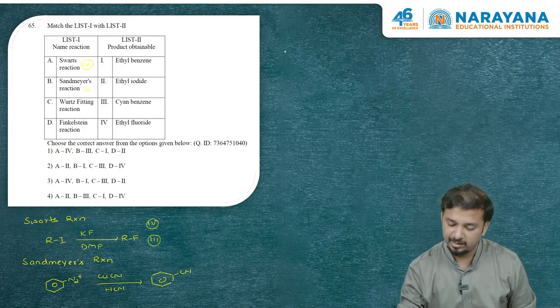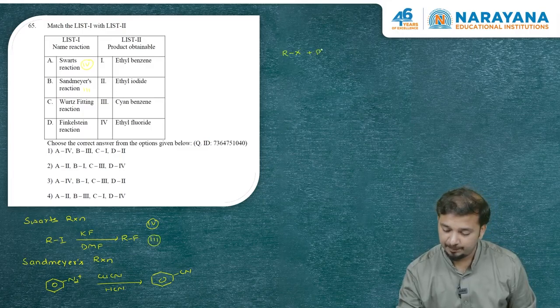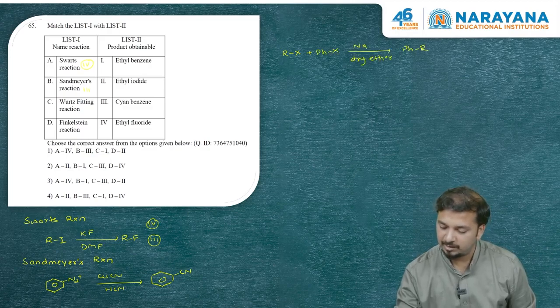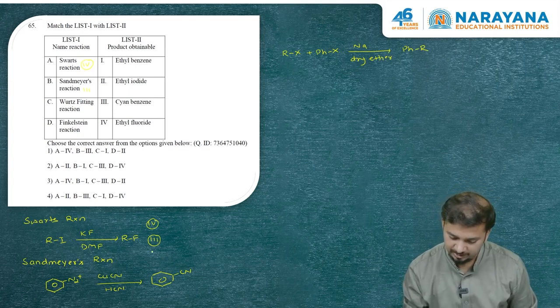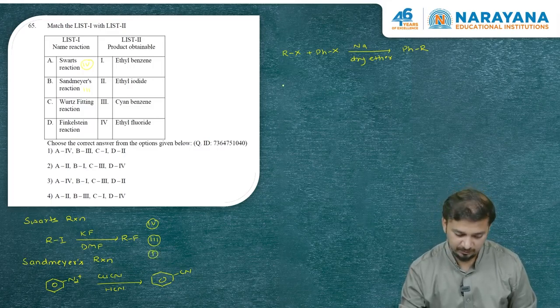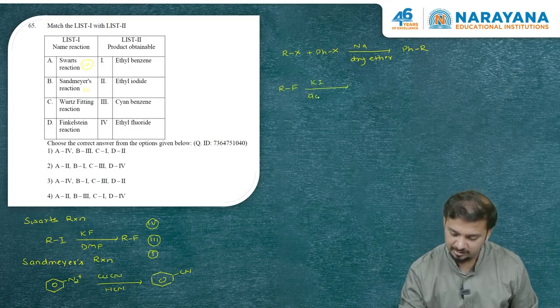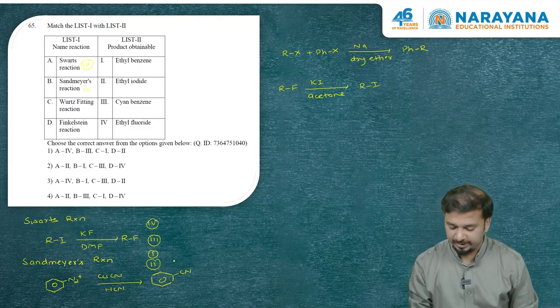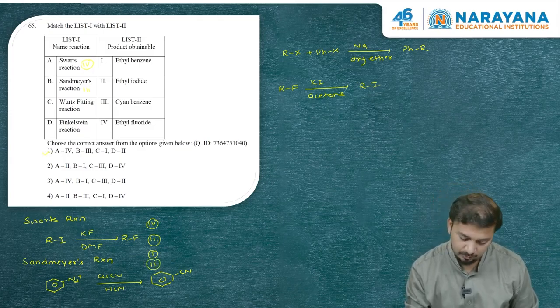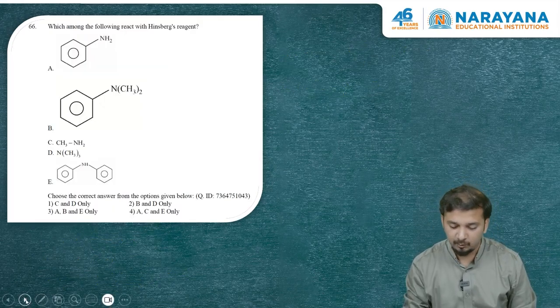If you see Wurtz-Fittig reaction, so Wurtz-Fittig is R-X plus Ph-X in presence of sodium and dry ether. So it will give Ph-R. So alkyl benzene will be formed. So ethyl benzene will be for C. So C is 1 and D is Finkelstein reaction. Finkelstein reaction is alkyl fluoride R-F in presence of KI and acetone will give R-I. So alkyl iodide will be formed. So for the fourth one it is 2. So the correct answer is A is 4, B is 3, C is 1, D is 2. So option number 1. Moving to next question.